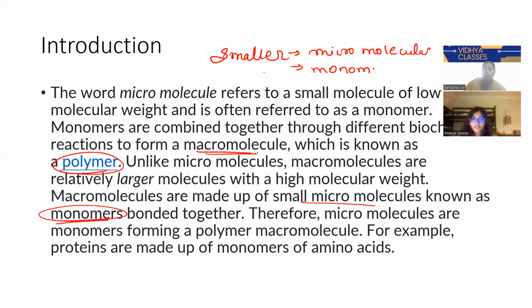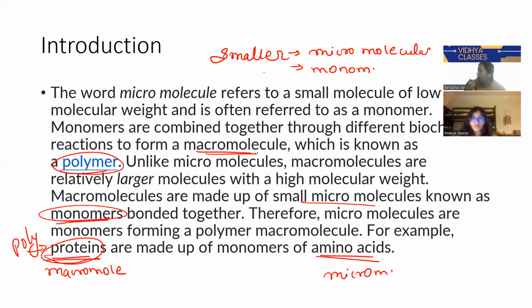Now, suppose we are talking about protein. Protein is our macromolecule. Amino acid is a micromolecule. So protein is known as a polymer, and this protein is a combination of small monomers, which are amino acids. So amino acid is known as a monomer. Clear? Any doubts here? No. Very good.